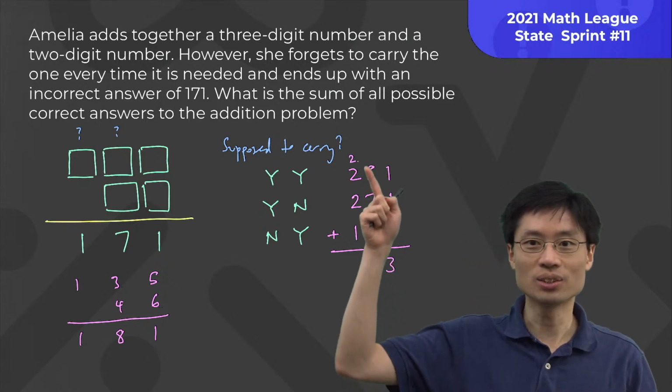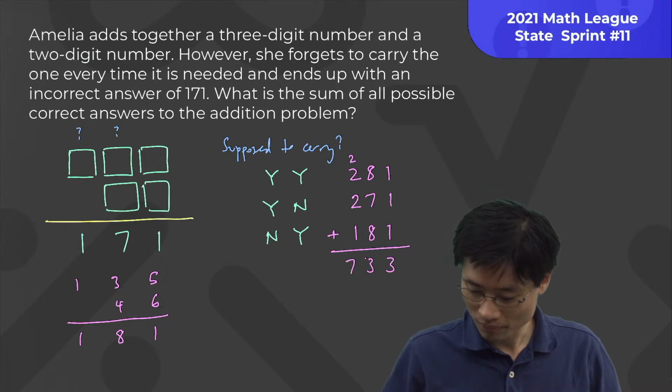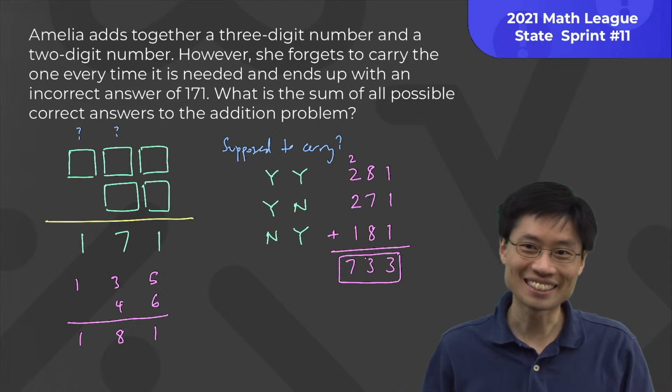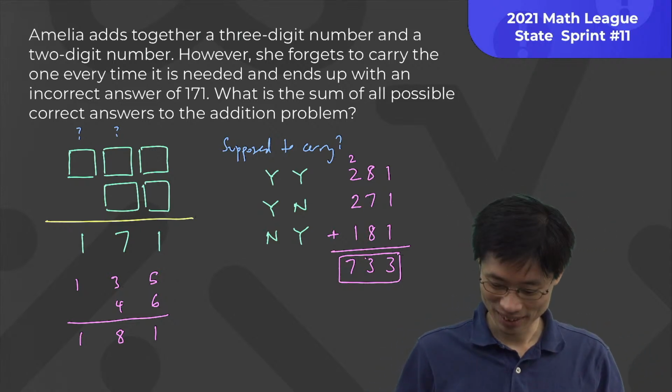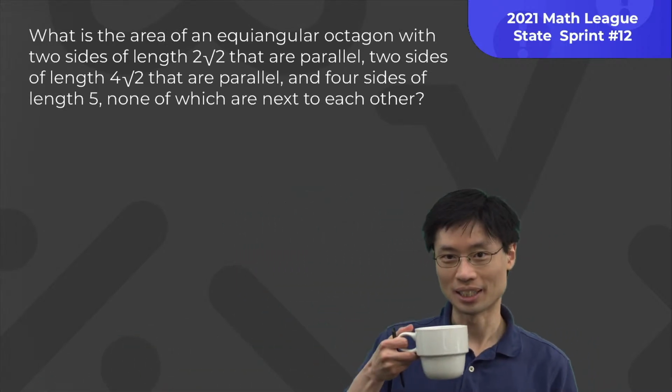Okay, 2, 2, 2, that's 6 plus 1, 7. So I'm coming out to 7, 3, 3. Let's see if this is right. Yes, we're good. Okay, let's keep on going. Drink some water as we go.